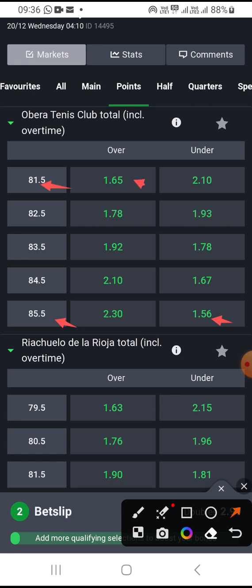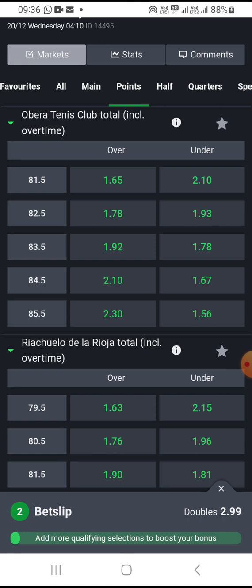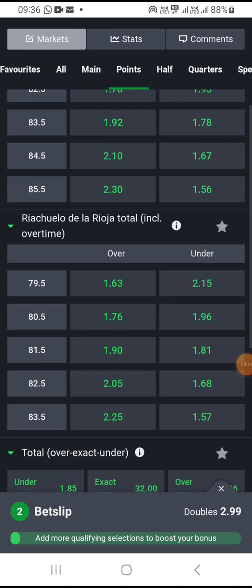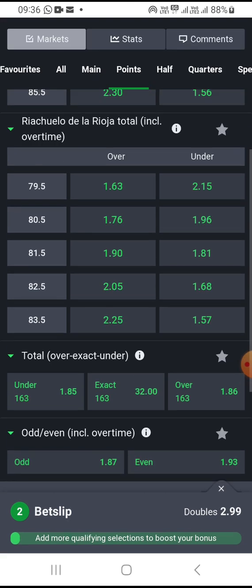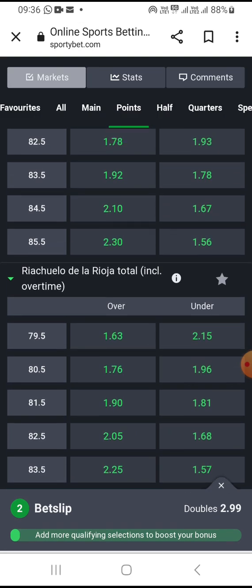So for me, this is the difficult task, but I'm just teaching you how you can play, so you can use the same method to play under the Riachuelo. I can't do the calculation now. Like I said, basketball is all about calculation, so you can use that same method and calculate for Riachuelo de la Rioja.